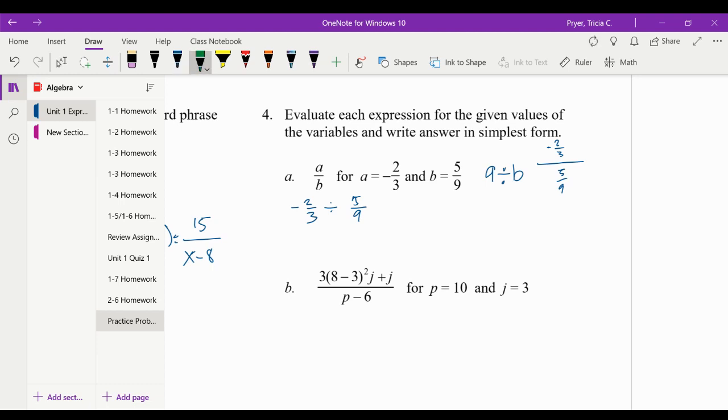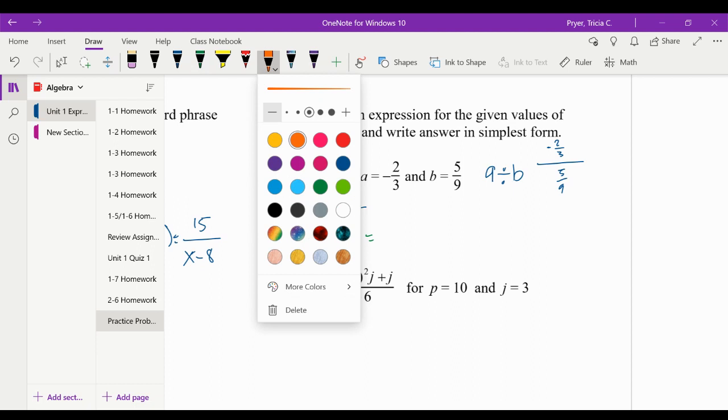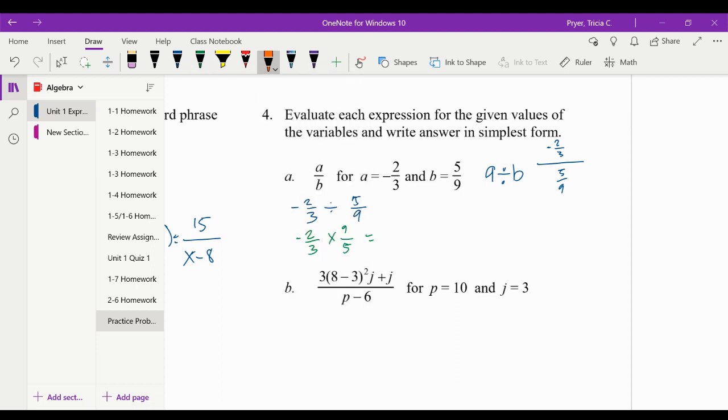Well, I know to divide fractions, I keep the first fraction, I change the sign to multiplication, and I flip, or do the reciprocal of, the second fraction, 9/5. So negative 2/3 times 9/5 would be the same as negative 2/3 divided by 5/9. And then I just go ahead and simplify. Well, here I notice I can actually make this a little easier for myself. 3 goes into 9 3 times, and 3 goes into 3 one time. So now I just have to do negative 2 times 3 is negative 6, and 1 times 5 is 5. So that would be my final answer.